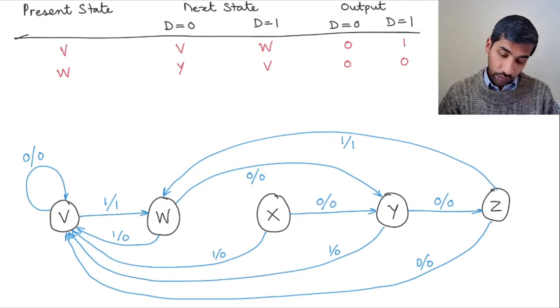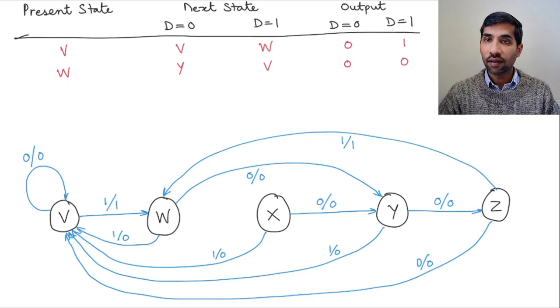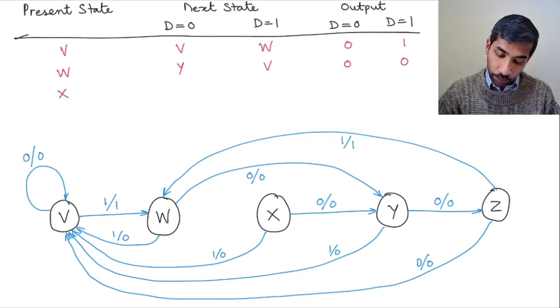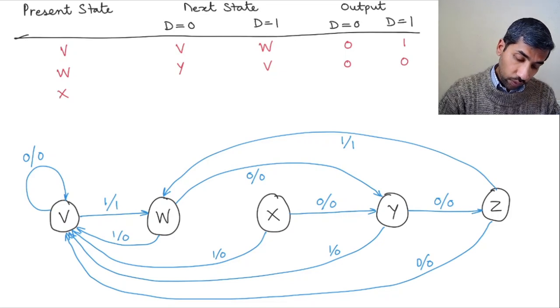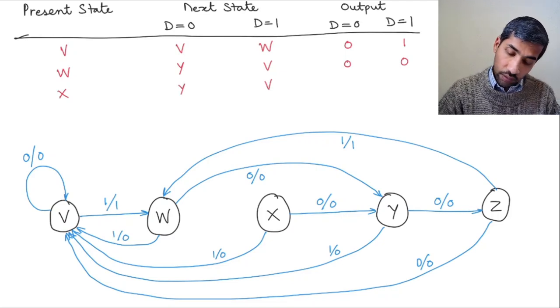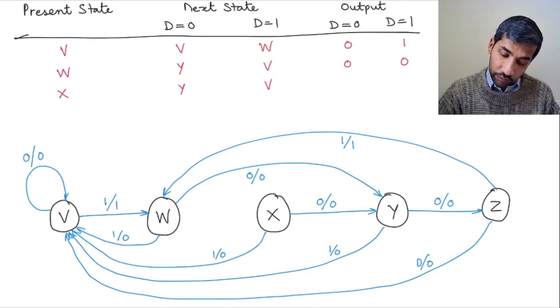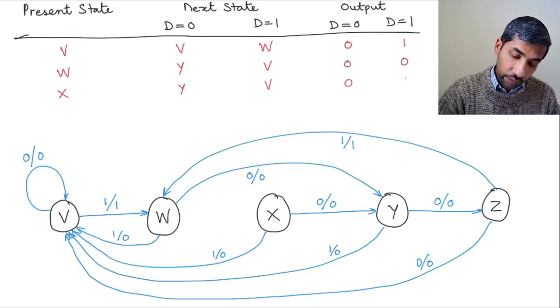Okay, let's try one more and then I'll let you finish up the table. Okay, so if you are on state x and you get an input of 0, you go to state y. If you get an input of 1, you go to state v. So you have y, v. And what are the outputs? So let's take a look. So you have the output 0 here and you have the output 0 here. So the outputs are 0, 0.